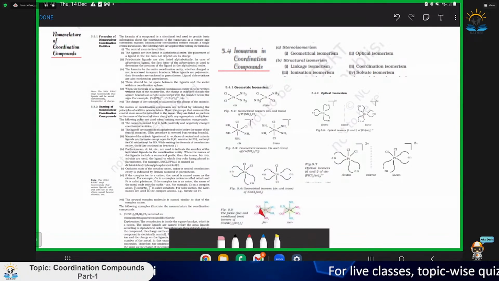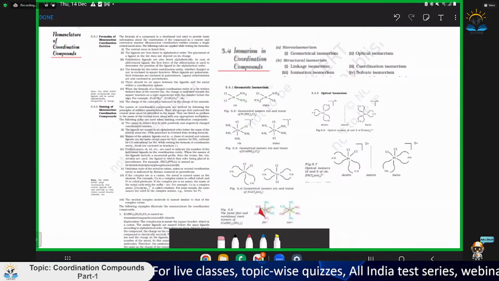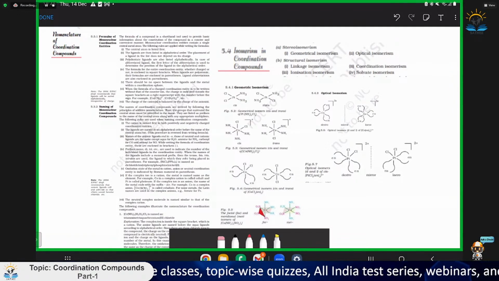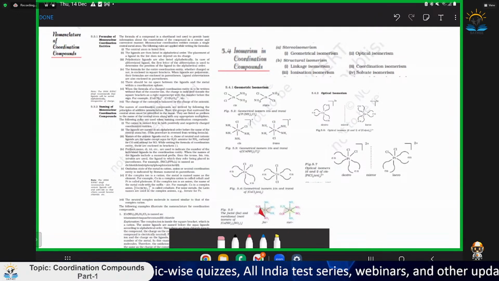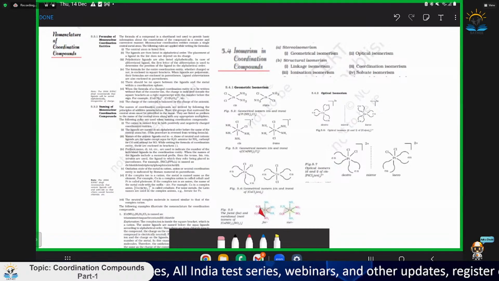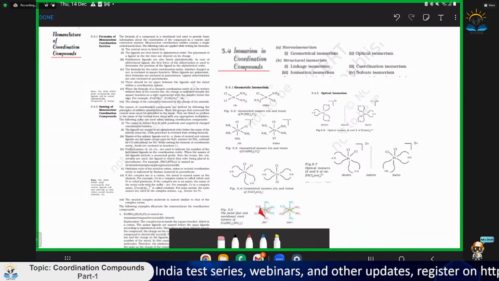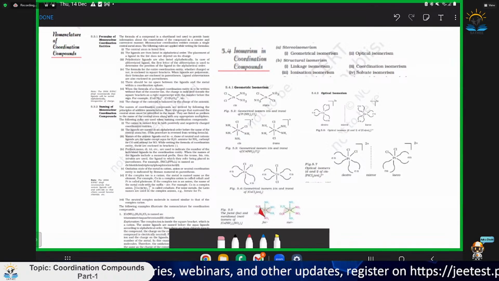Names of neutral and cationic ligands are the same except for aqua, ammine, carbonyl, and nitrosyl. While writing the formula of a coordination entity, these are enclosed in brackets. Prefixes mono, di, tri are used to indicate the number of individual ligands in the coordination entity. When the names of ligands already include a numerical prefix, the terms bis, tris, tetrakis are used.